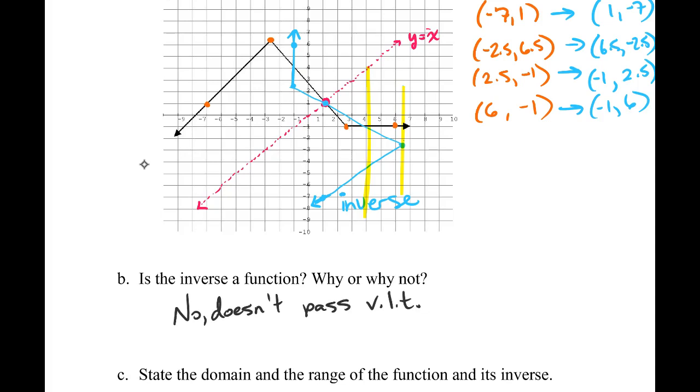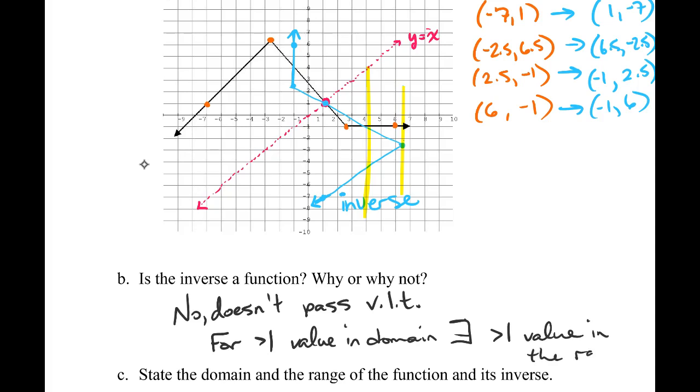And the more mathematical argument would be for more than one value in the domain, there exists greater than one output or value in the range. And that's going to be our mathy lingo. This upside down, backwards, capital E, means there exists.